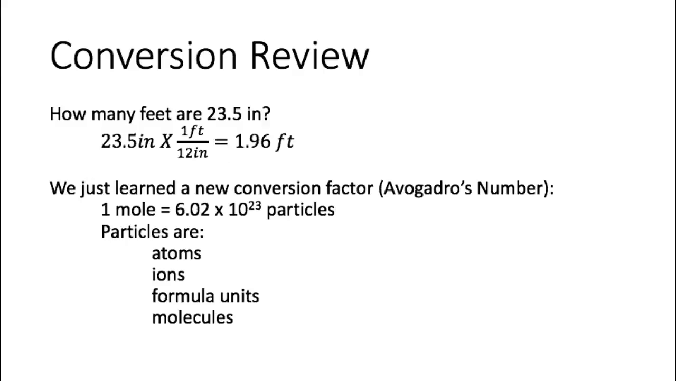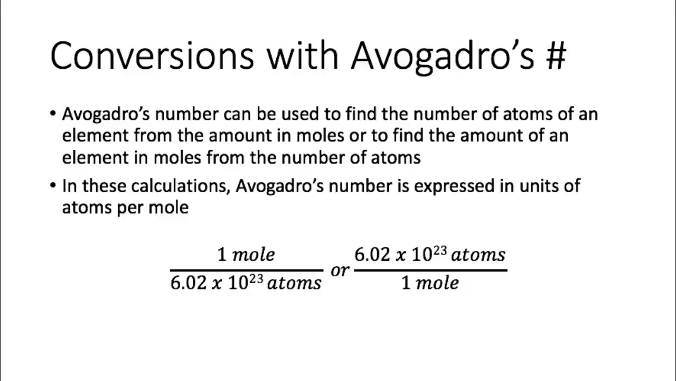We also just learned a new conversion factor, which is Avogadro's number, and that conversion factor is that 1 mole equals 6.02 times 10 to the 23rd particles, and those particles can be atoms, ions, formula units, or molecules. So Avogadro's number can be used to find the number of atoms of an element from the amount of moles, or in the opposite way, to find the amount of an element in moles from the number of atoms. So in these calculations, Avogadro's number is expressed in units of atoms per mole.